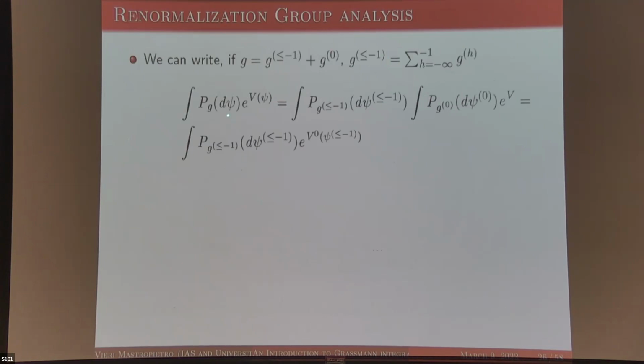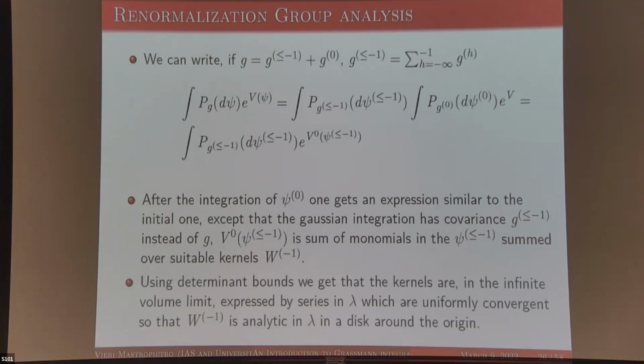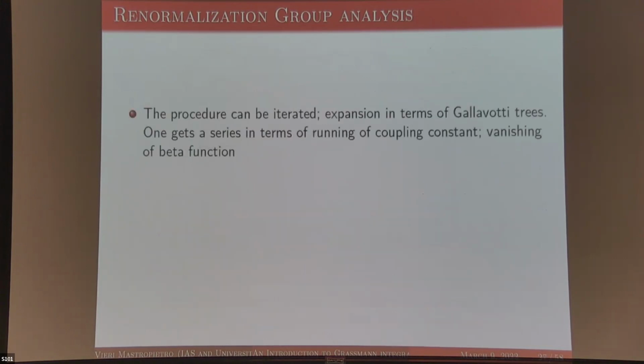So you start from this, then you decompose, you integrate the first, and then you decompose again and again and again. You cannot do it in a single step because the G1 norm is bad. After the integration of psi 0, you get an expression similar to the initial one, but now you have several terms, and you have to do something. Each single step is good because we use the determinant bounds we have seen before. But the radius of convergence would shrink to 0 if you don't do anything. Then you use these Gallavotti trees just to order.